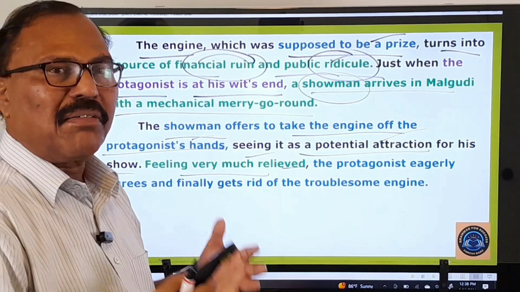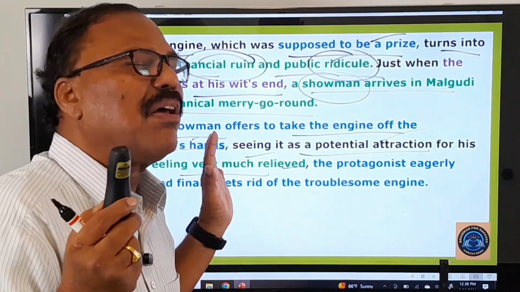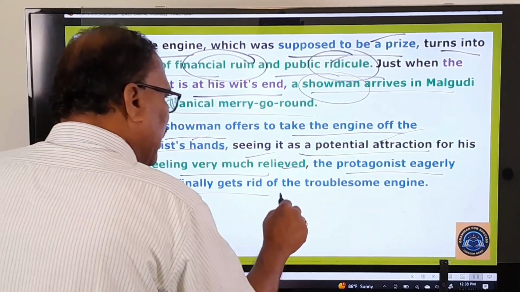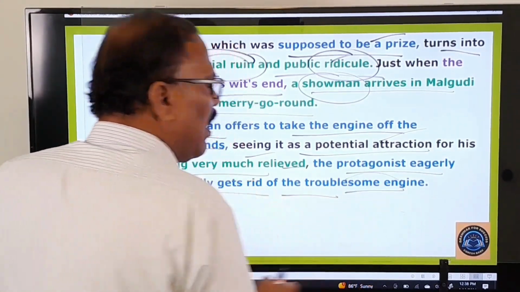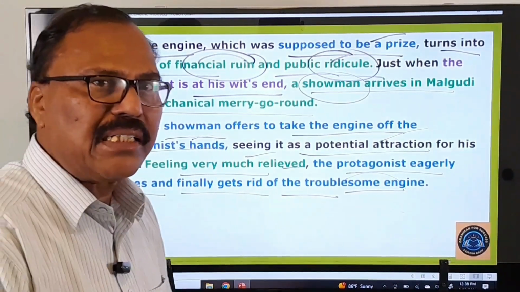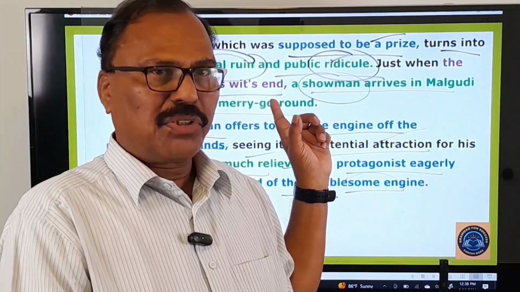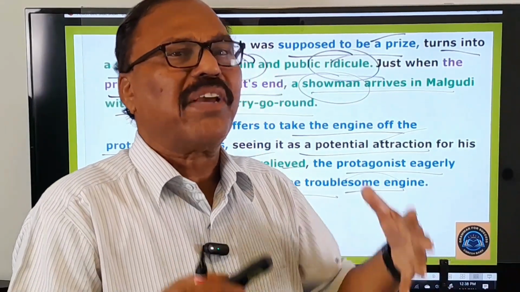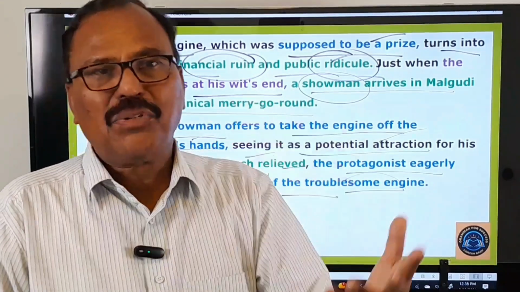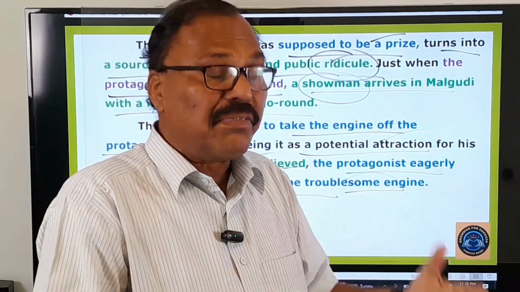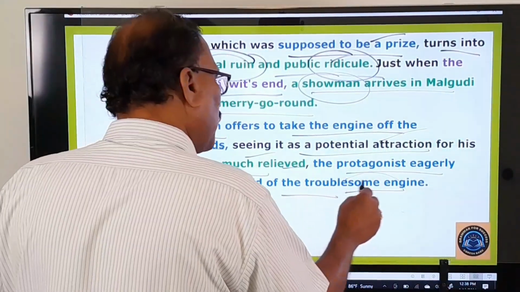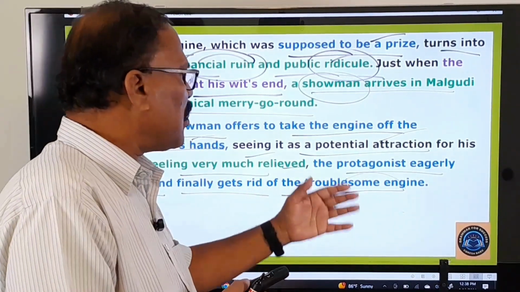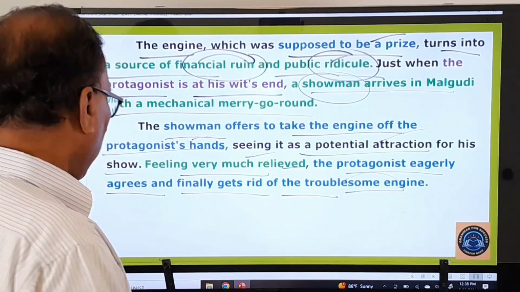Now the protagonist has become very much relieved. Immediately the protagonist eagerly agrees and finally gets rid of the troublesome engine. The moment this showman asked him for that road engine, without a moment of hesitation, he just agreed to dispose of it to him, and in that way he gets rid of the troublesome engine. He feels very happy. And here you pay attention.